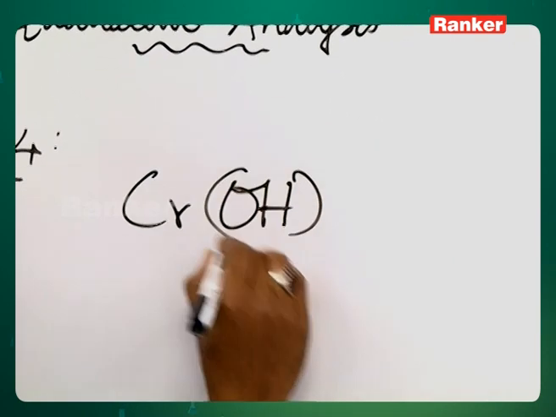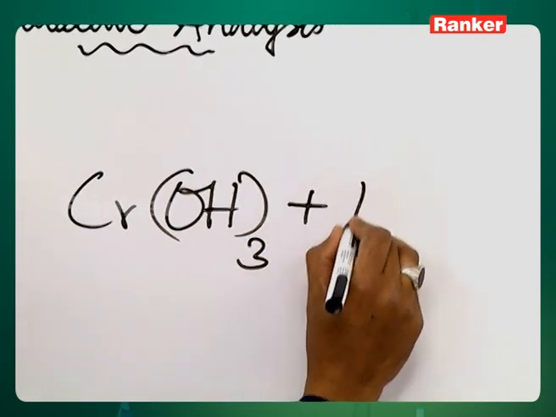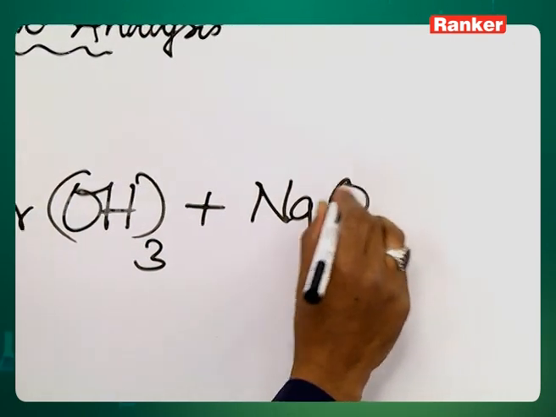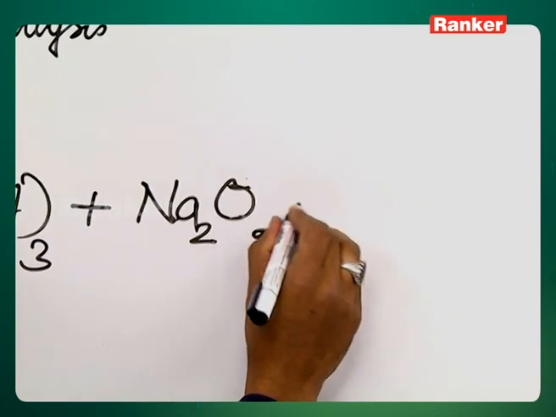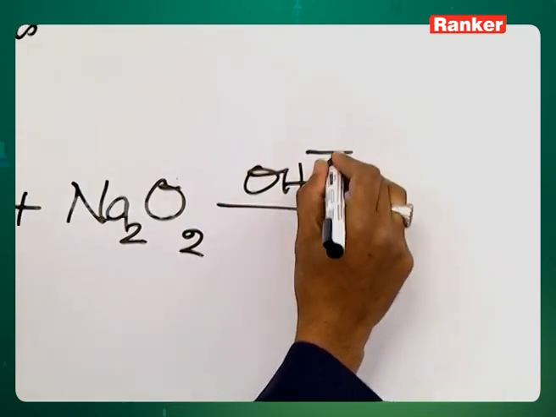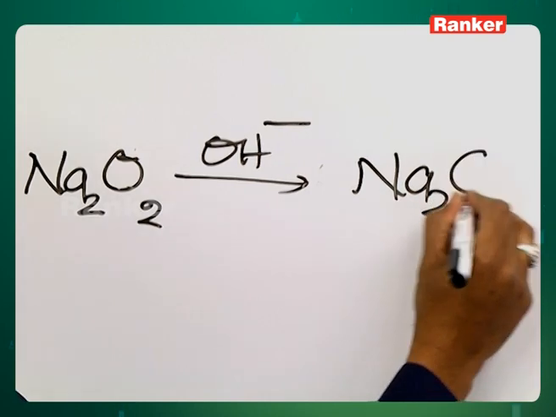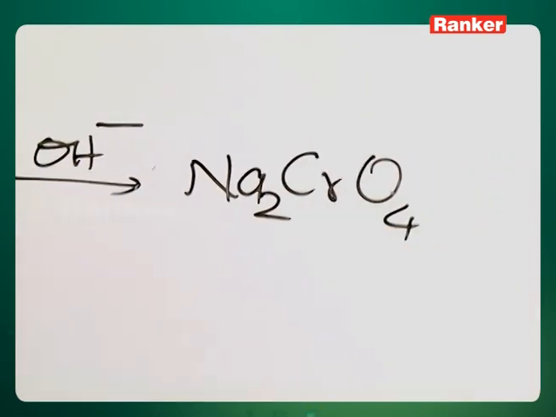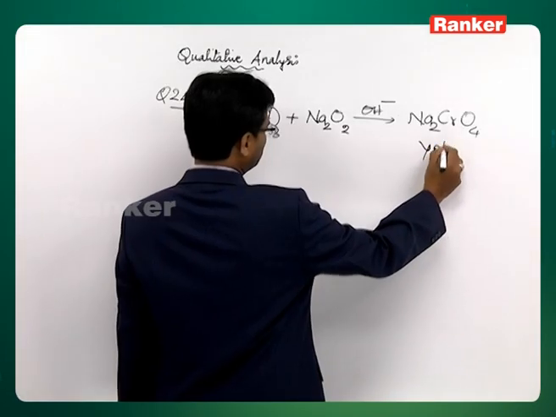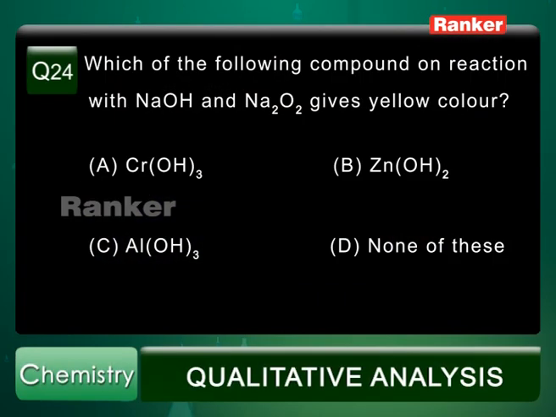Look at the equation. Cr(OH)3 plus Na2O2 in alkaline medium, it gives Na2CrO4. This is yellow colored substance. Therefore, correct answer is A, Cr(OH)3.